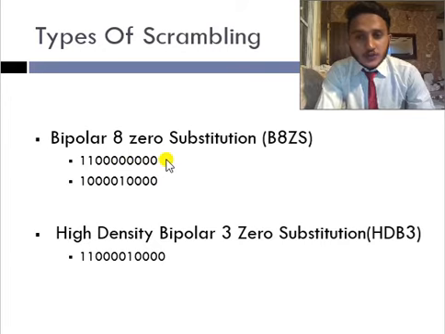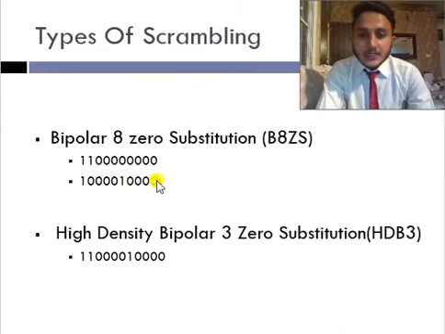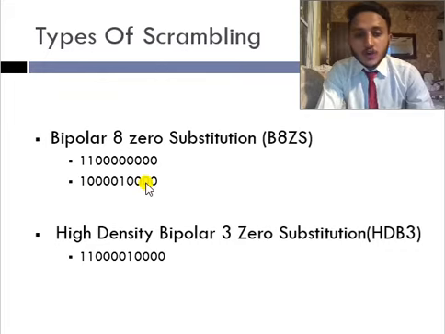And the point to be noted is that if we have 8 zeros in our sequence, like in this example, but they are not consecutive, like 1, 4 zeros, 1, and again 4 zeros, they are not consecutive. So in this situation we do not use bipolar 8-zero substitution.